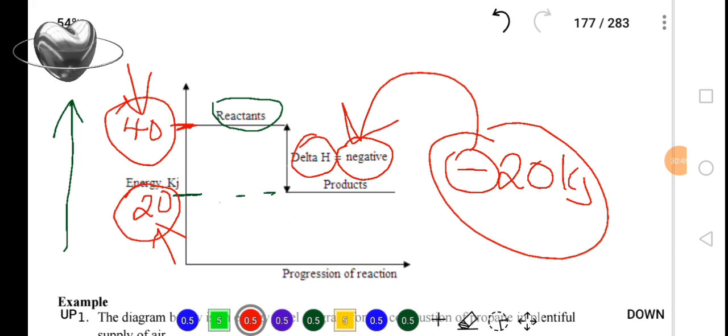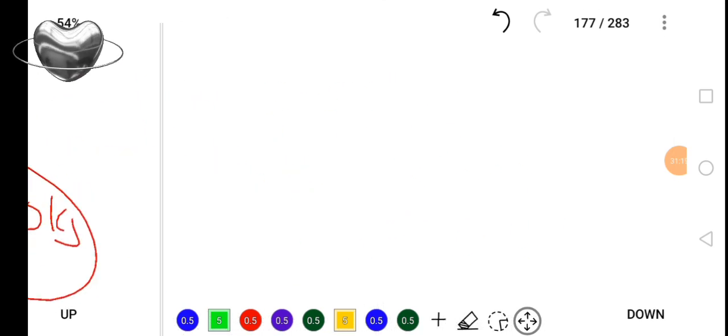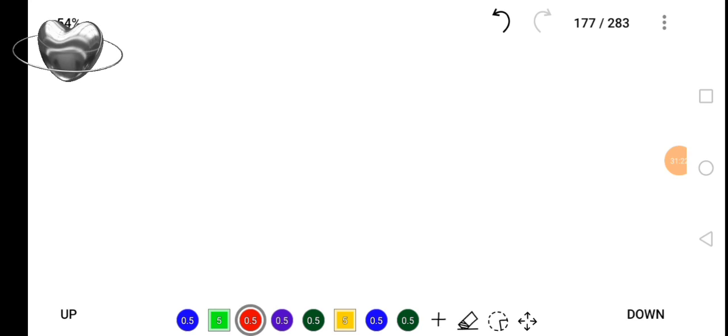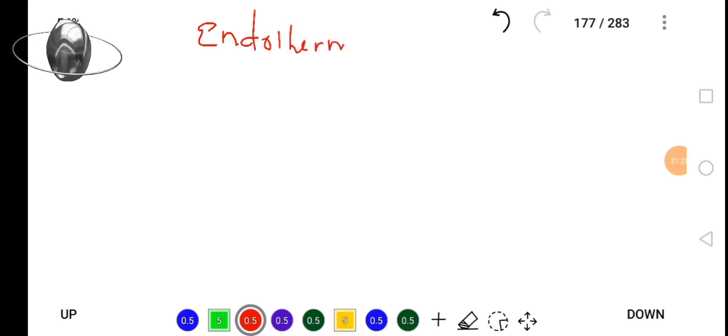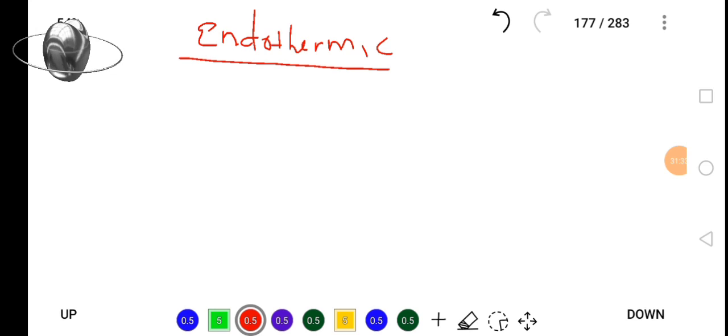In future, you are likely to be subjected to a different way of presenting graphs or diagrams of endothermic and exothermic processes or reactions. So allow me to demonstrate one example of a different way of presenting diagrams for both exothermic and endothermic processes. For endothermic, you may meet a graph like this.